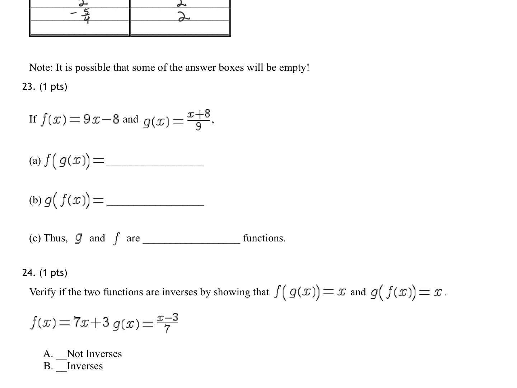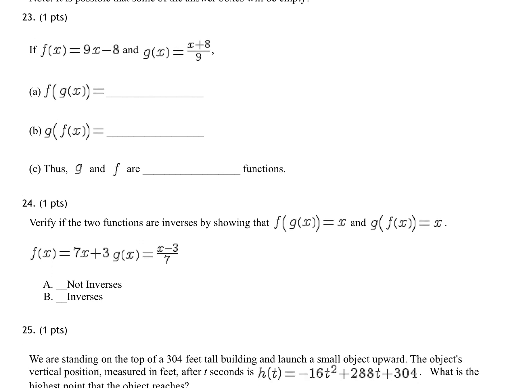All right, 23. If f of x is 9x minus 8 and g of x is x plus 8 over 9, find the composition of these functions. And then we're going to say, thus g and f are inverses or not inverses. Okay, so this one, we're going to plug g into the x for f. So that's going to be 9 times x plus 8 over 9 minus 8.